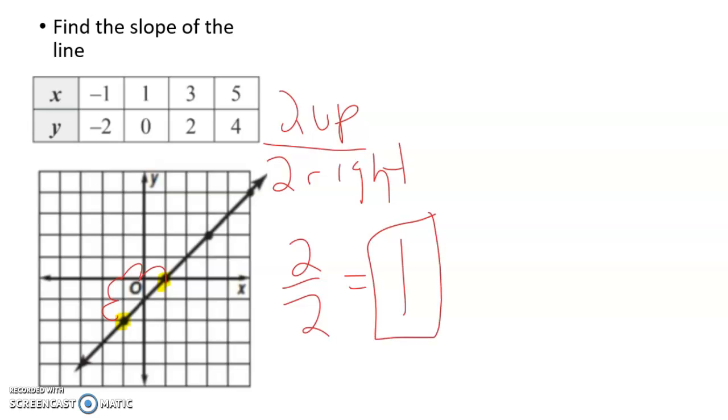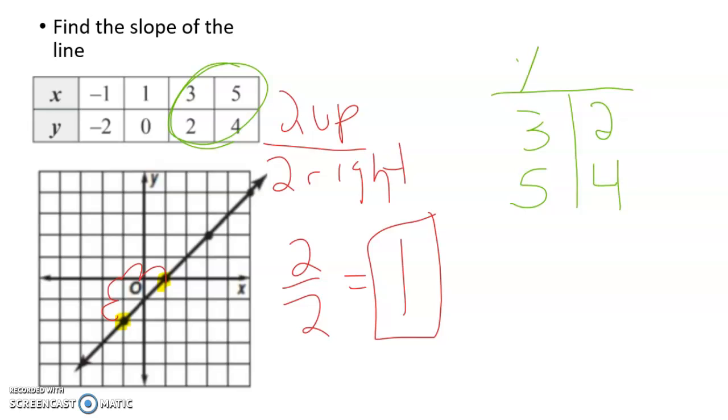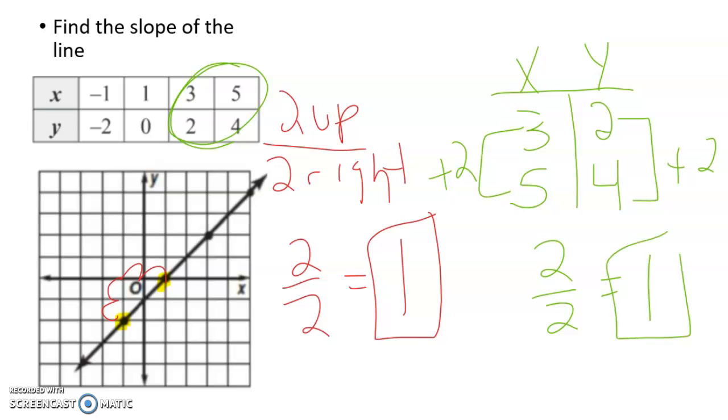I also can use the table, and when I use the table, I'm going to use these points right here. I like them the best. I'm going to put them here, and this is 3, and then 5, and 2, and then 4. And this is my X, and these are my Y's. And my rise is the change of Y, which is +2. My change of X, which is +2. 2/2 equals 1. I get the same answer.